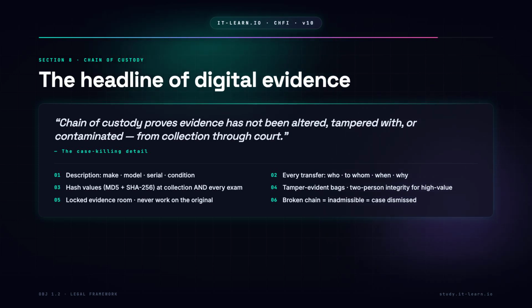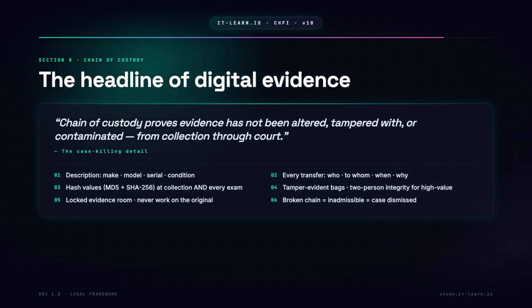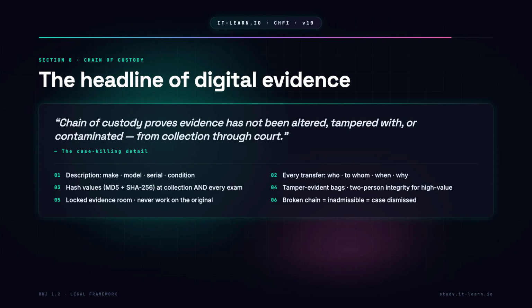Best practices: tamper evident bags, two-person integrity for high-value evidence, locked evidence rooms, never work on the original, only on forensic copies. Break the chain, and the consequences are total. Evidence ruled inadmissible, case dismissed, defendant acquitted, all the work for nothing.